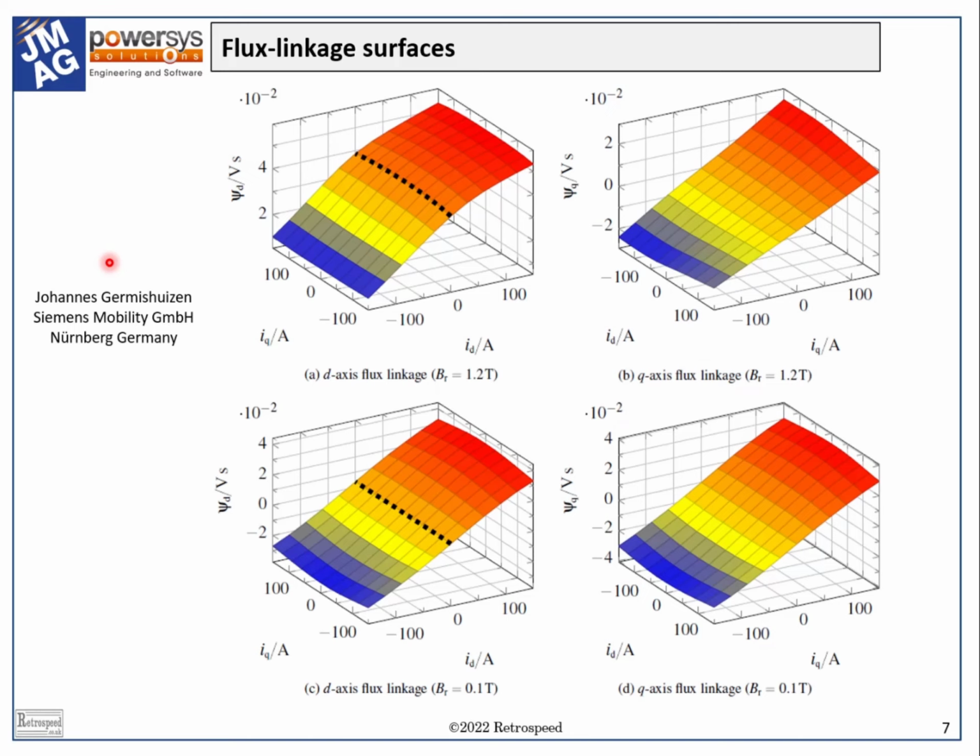So in concluding, I would like to acknowledge again that slide 7 is borrowed from the EPE paper, and it was created by Dr. Johannes Hermitshuisen of Siemens in Nuremberg, Germany. Although it does not use JMAG, it is very similar to the data presented in video 18, and also in the Blue Book chapters 7, 8 and 9, all of which use JMAG in the same way.